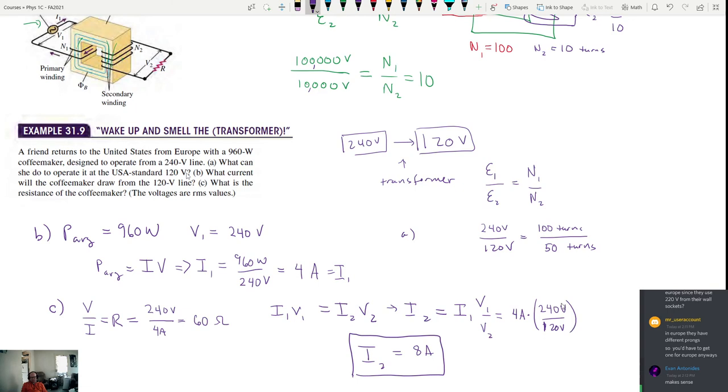So if we did 120 and we divided by 8... What's that equal to? 15. That seems weird. What's the right answer? What do you all think?